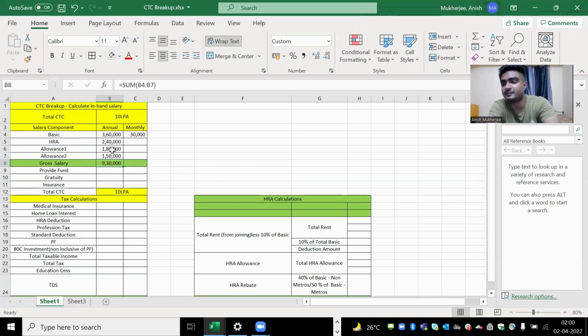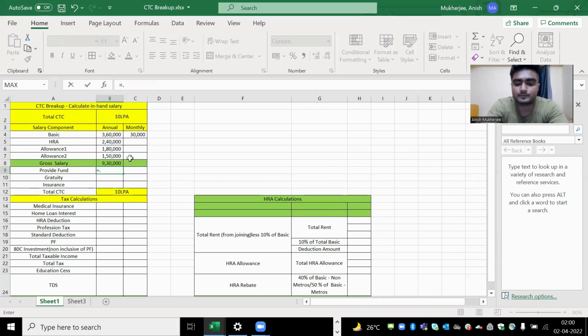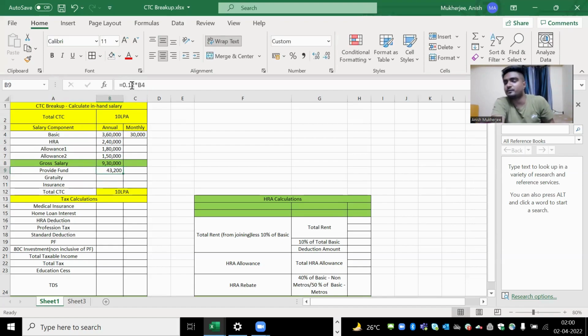In your offer letter, you will see various components, and the total CTC is inclusive of these components as well. Now we'll come to the PF calculations. Normally, the provident fund is calculated as 12% of your basic. If I calculate 12% of my basic of 3.6 lakhs, it comes to 43,200 rupees.